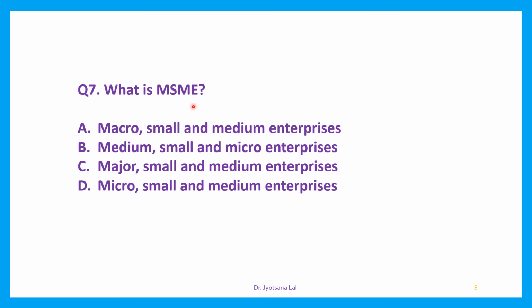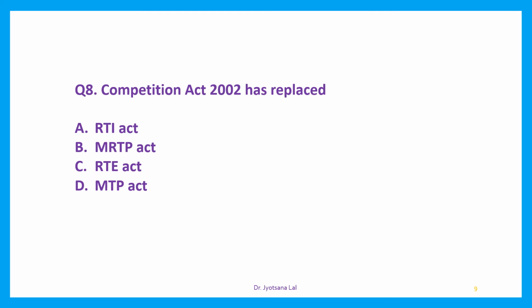Question number 7. What is MSME? Very simple but very important. What is the full form of MSME? Yes, I think you all must be knowing. What is the correct answer? The correct answer is option D, micro, small and medium enterprises. Actually, this particular MSME was earlier known as small scale industries. It was renamed in 2005 as MSME. Okay, so the correct option is D.